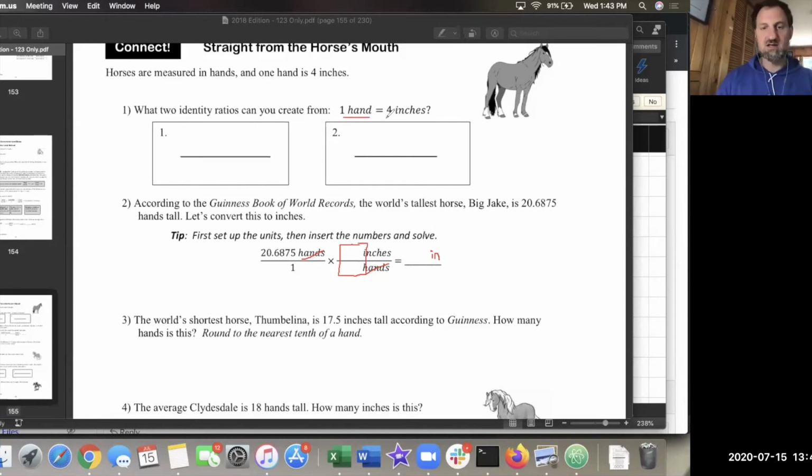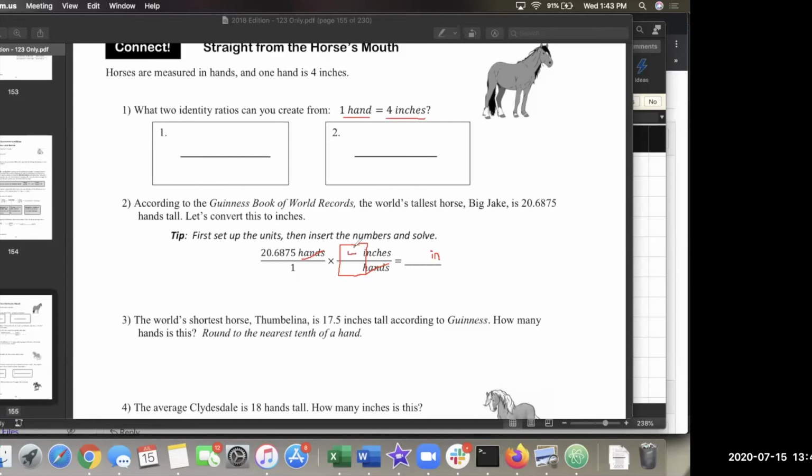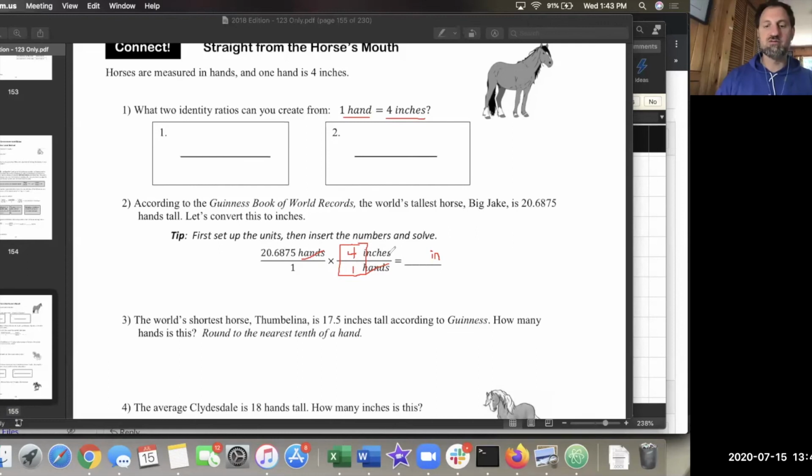Go back to the equality and look. 4. There you go. So when you're thinking about what number goes in front, just go back to the equality and make sure you get the number in front of the right word. 4 inches, 1 hand. So hands crosses out hands.